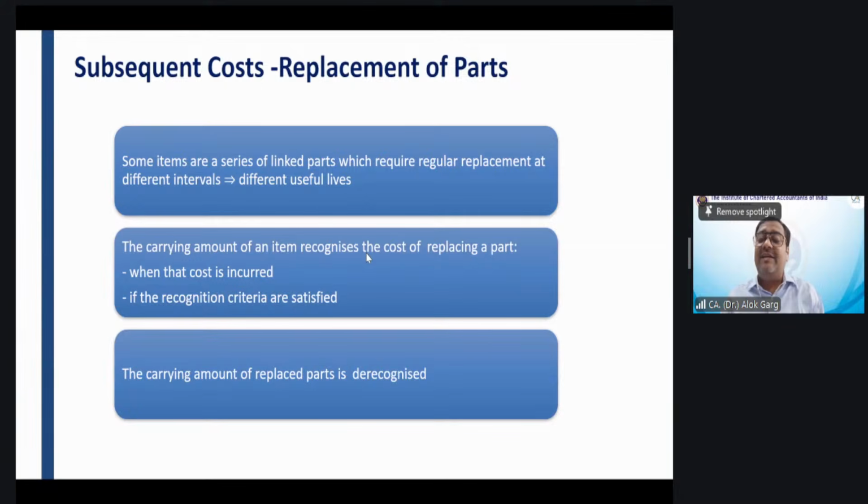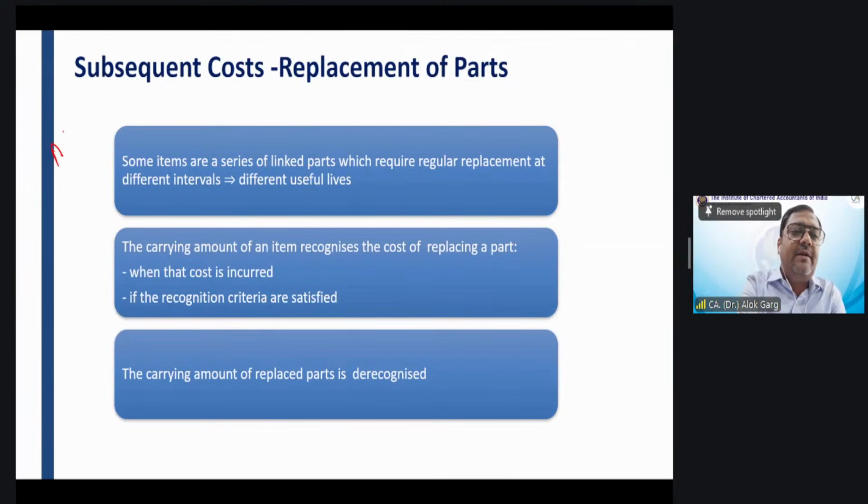So the standard says that if there is a major component and you know it is going to be replaced after a certain life, then that major component has to be broken down and it has to be depreciated over the life of that component only. For example, the value of the aircraft is 300 crores. Example, the value of that component is 20 crores. How will you depreciate? बताइए कैसे depreciate करेंगे?